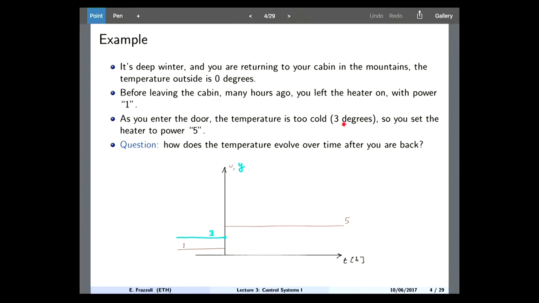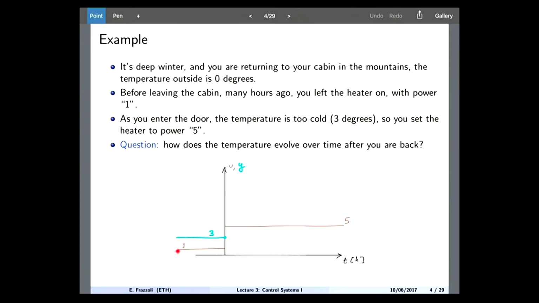So it's too cold for you, so then what you do is you switch the heater on to full power, let's say power 5, okay? Now, what I would like to understand is how does the temperature in the cabin evolve over time, okay? So time 0 is when I come back home, okay?